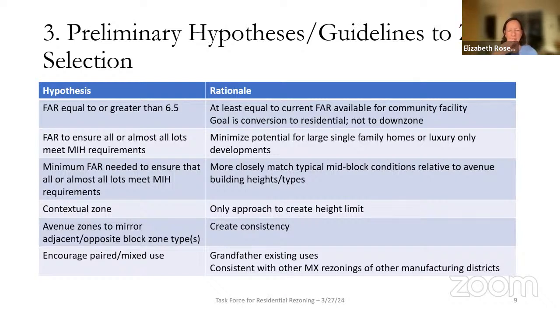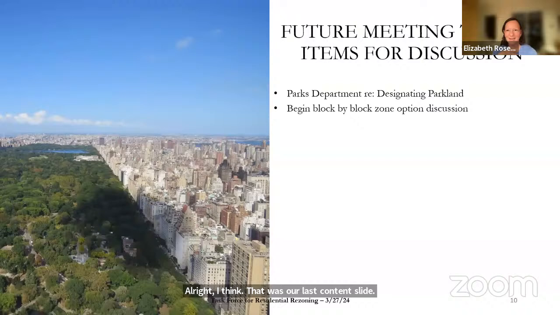All right, I think that was our last content slide. Let's go to our closer. This was our plan for future meetings.